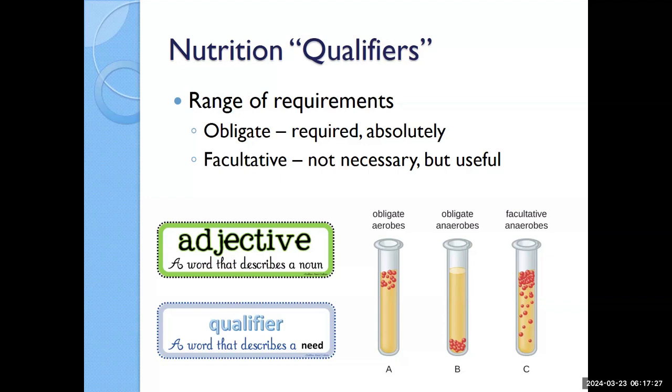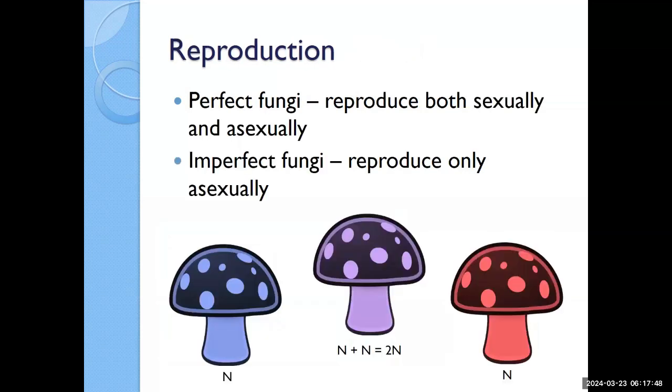And then we see our facultative aerobes or facultative anaerobes, in which case most of them are where there's air, but they're pretty much scattered all throughout because being facultative, it's not really a need. It's not necessary, but they'll utilize it. Another feature that we use to dichotomously divide fungi is their reproductive mechanism.